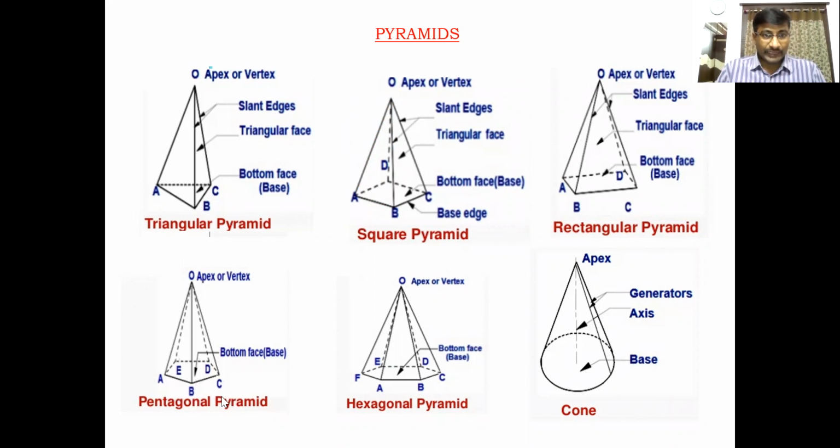It connects the apex with slant edges. These slant edges form triangular faces. This is a hexagonal pyramid. This is a cone base.